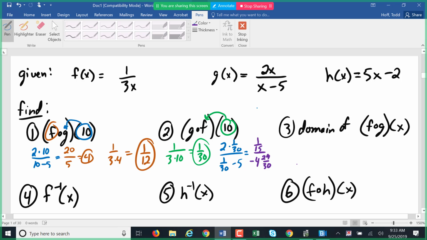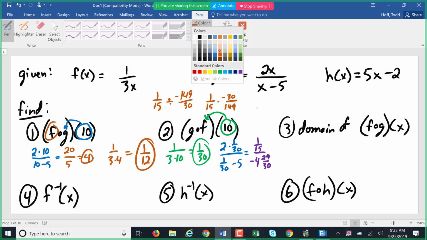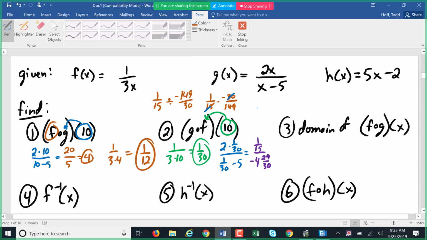And we have to divide that. So we've got 1/15 over negative 4 and 29/30. Well, 4 times 30 is 120, plus 29 is 149/30. Dividing means we're going to multiply by the reciprocal, so 1/15 times the negative 30 over 149. The 15 and negative 30 cross cancel to give me 1 and negative 2. So that's negative 2 over 149. That's G composite F of 10.